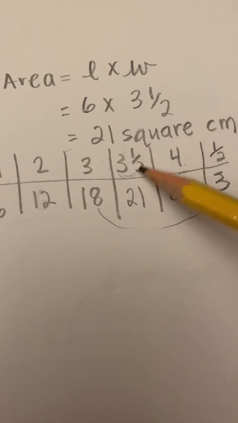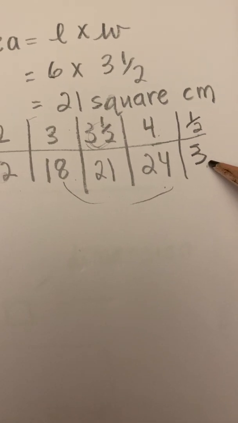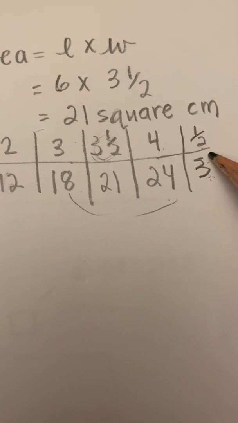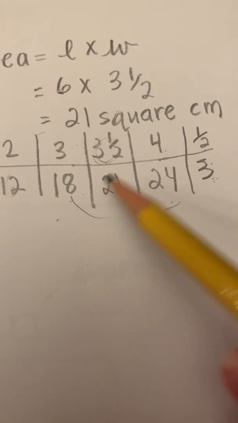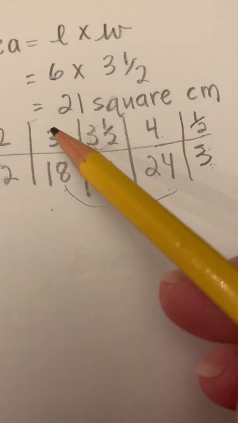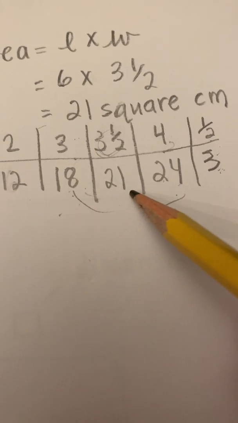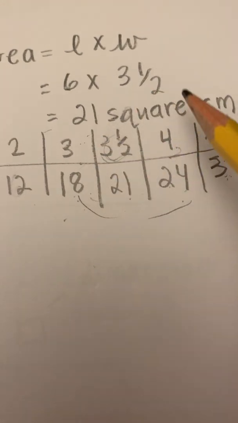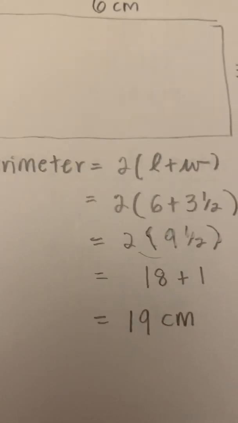Now to get the 3.5, I did my thinking of, well, what's half of 6? Half of 6 is 3. So I'm gonna do my 3 sets plus my half set, and I'm gonna go 18 plus 3, 18, 19, 20, 21. Or I could have thought 3 and 4, which is 18 and 24, and what's the halfway in between there, which is 21? The answer is 21 square centimeters. So 21 squares would fit that space.